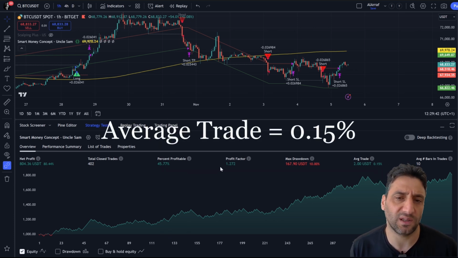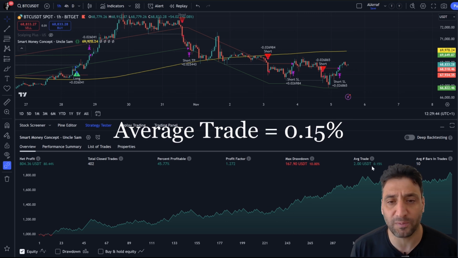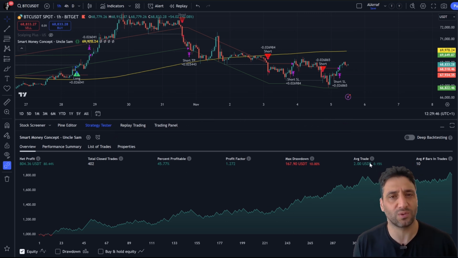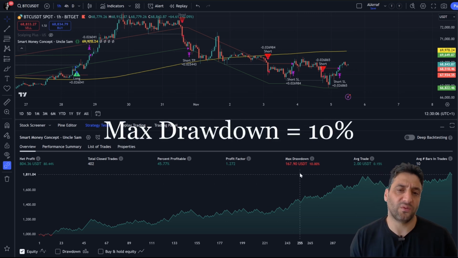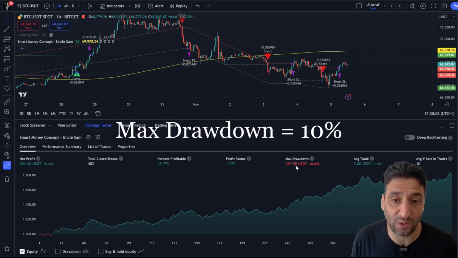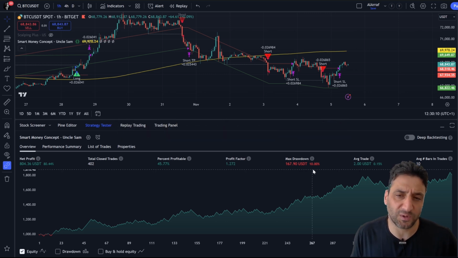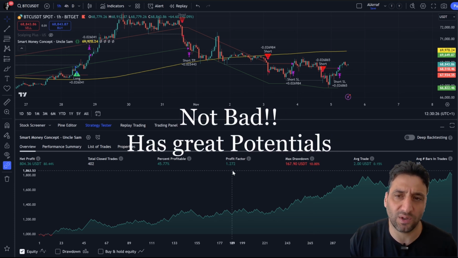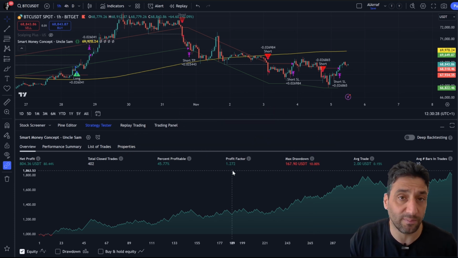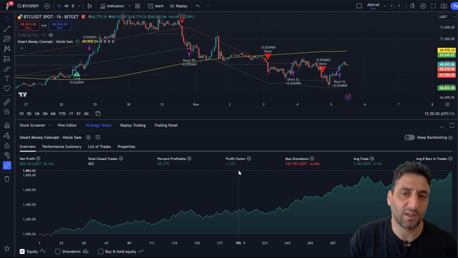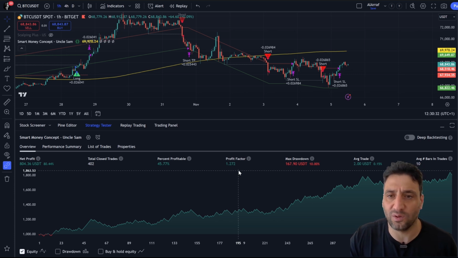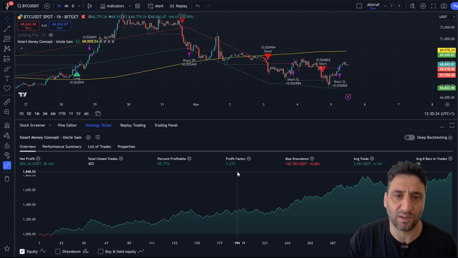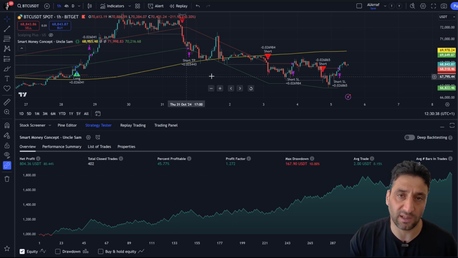Average trade 2 USDT or 0.15%, showing a consistent approach to risk management. Maximum drawdown of 167.9 USDT, approximately 10%, which is relatively low, ensuring controlled risk exposure. This is actually encouraging results, especially considering that the strategy is designed to work on any market, time frames, and pairs. I'm currently testing it on the 1 hour time frame, on BTC USDT, on the Bitget spot market. But as mentioned, it can be adapted for other assets and exchanges.